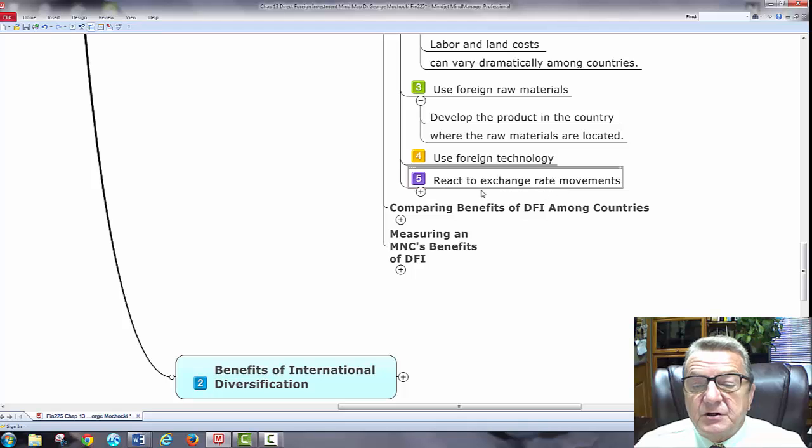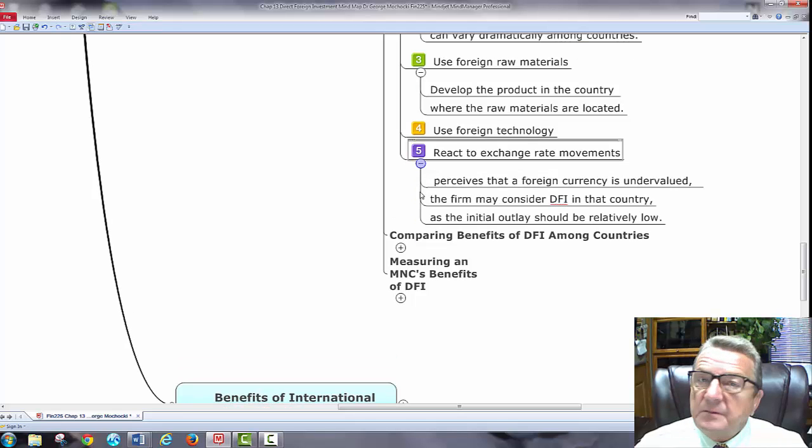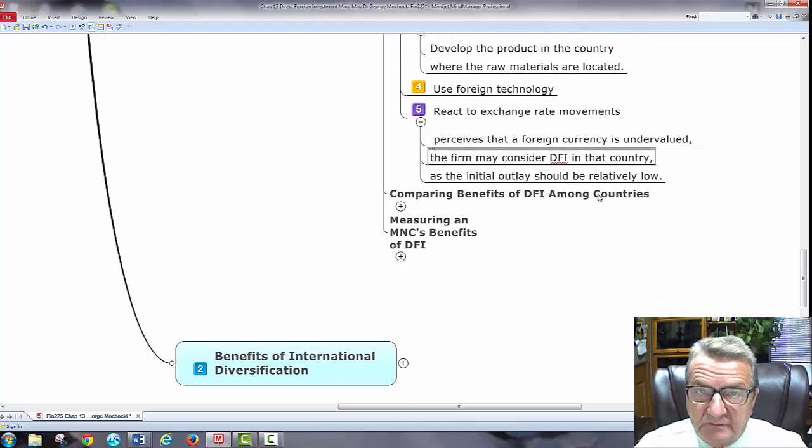Okay, react to exchange rate movements. This is the biggest one. We've been talking about the other chapters. Perceive that foreign currency is undervalued. It means eventually it's going to be worth more, so I could buy more depending on my strategies, whether I'm importing or exporting. The firm may consider direct foreign investment in the country because now I'll have more money to buy the equipment. Remember, it's all looking at dollars.